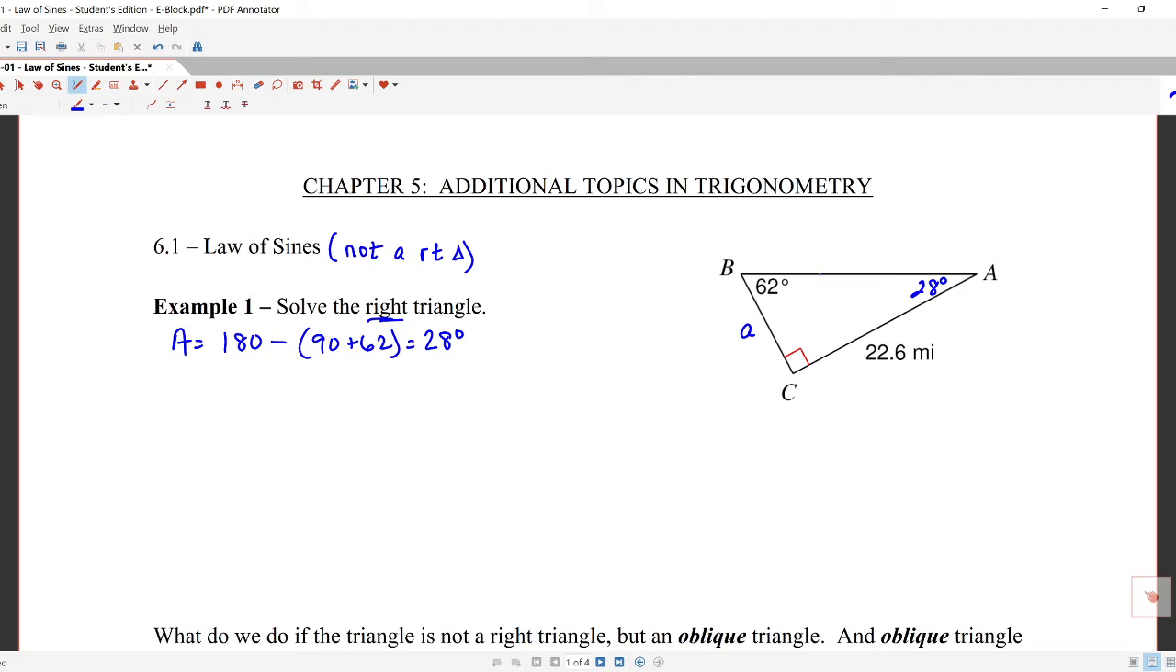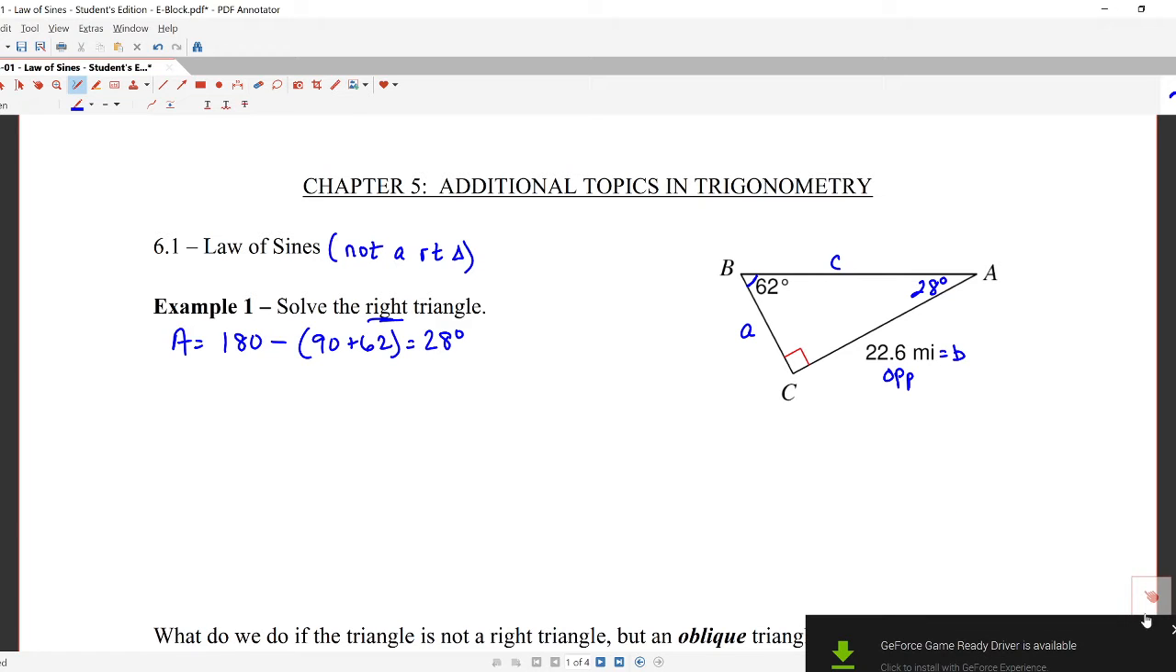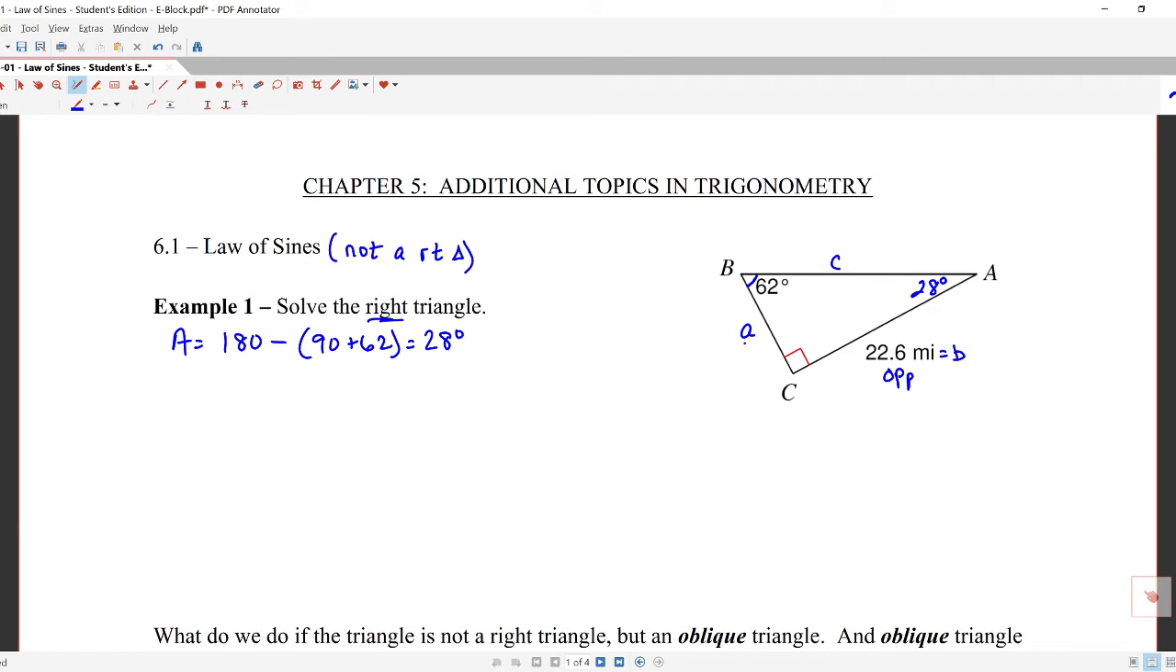Side A is across from angle A, side C is across from angle C, and if we want, we can call this side B, but this is opposite the angle that we're given. So that's what we're going to focus on, the given angle and the given side. So let's take a look at finding side A. Side A is adjacent to the given angle. So we're going to use the tangent of the given angle is equal to the opposite side over the adjacent side.